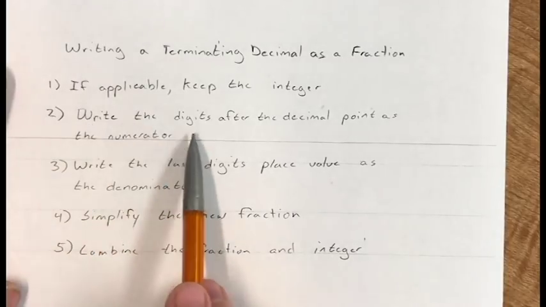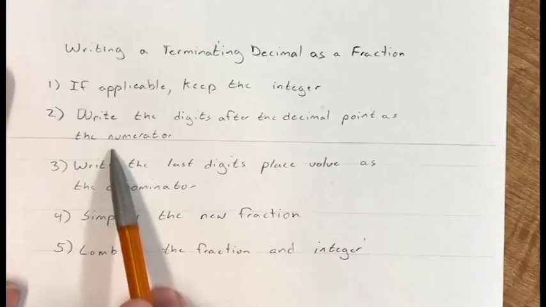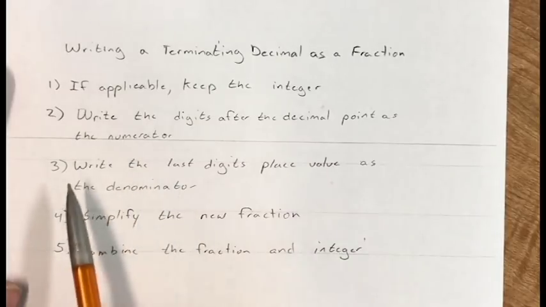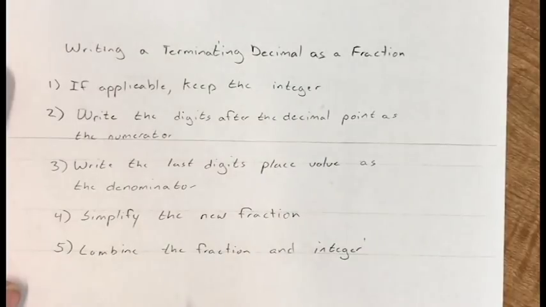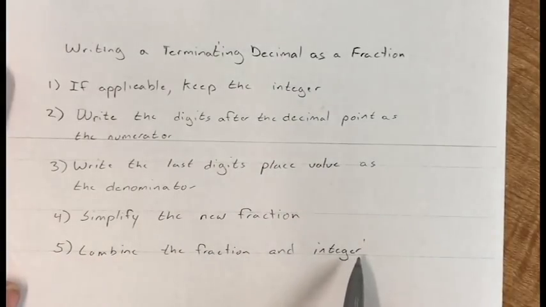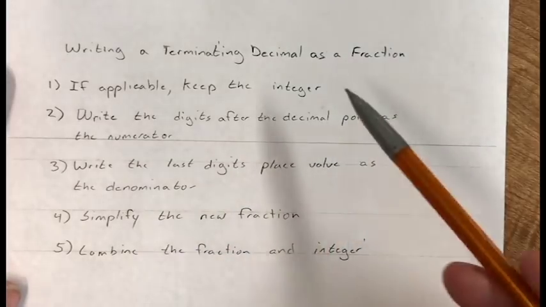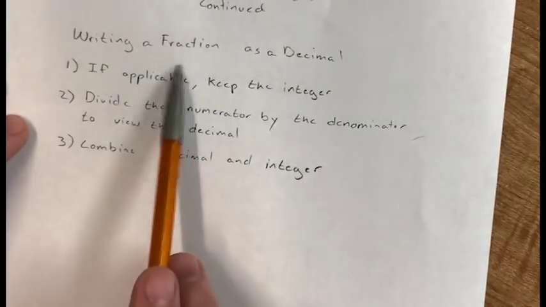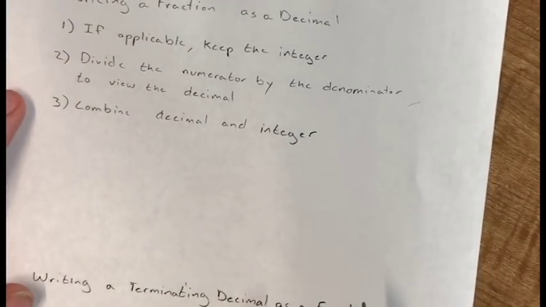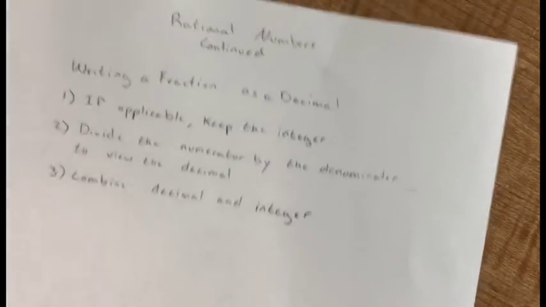And then this next step gets a little confusing, but we'll help you out. It says write the digits after the decimal point as the numerator. Write the last digit's place value as the denominator. Simplify the new fraction, and then combine the fraction with the integer. In all truth and honesty, going from a terminating decimal to a fraction is a whole lot easier than going from a fraction to a decimal. It's just easier, and you'll see why in just a second.